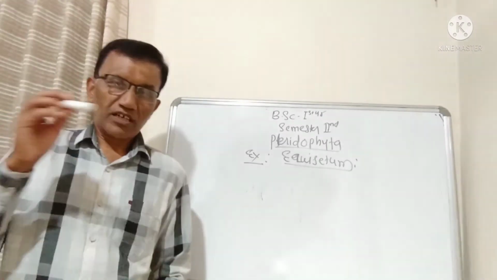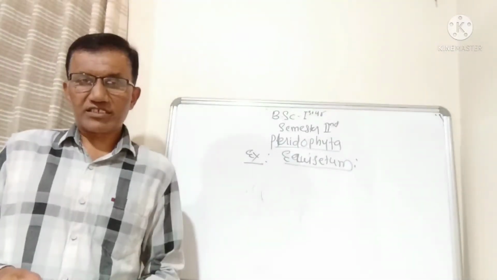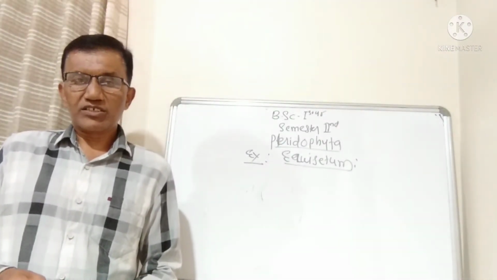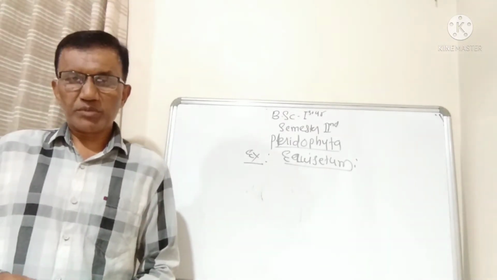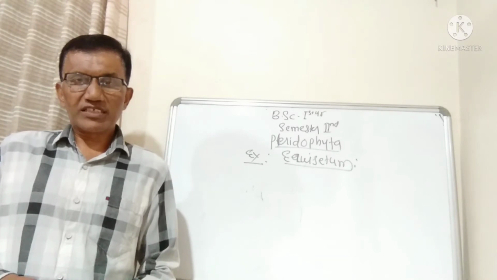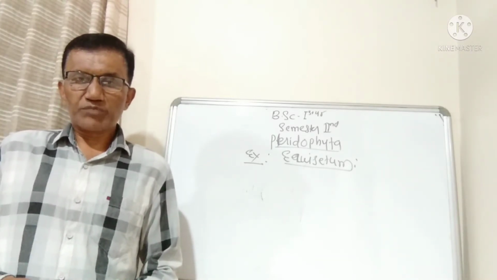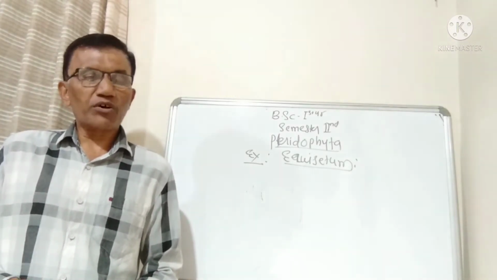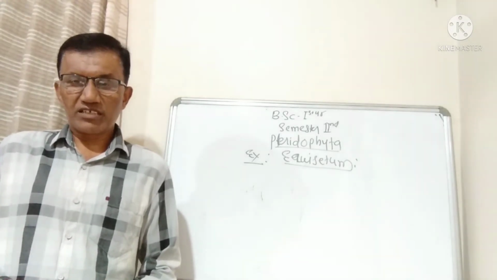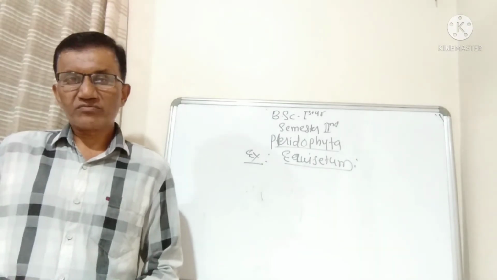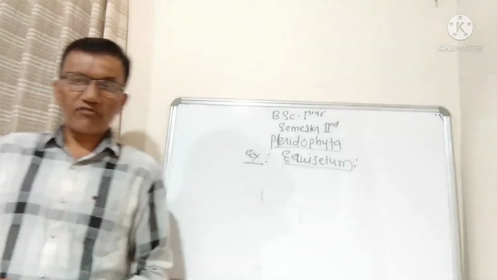While discussing the internal structure, the TS of stem of Selaginella, there are again certain points we have to remember, that is air chambers, trabeculae, and the type of stele which is present in Selaginella. This much is very important with regards to Selaginella.